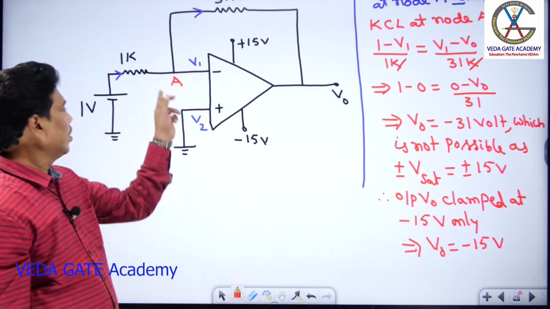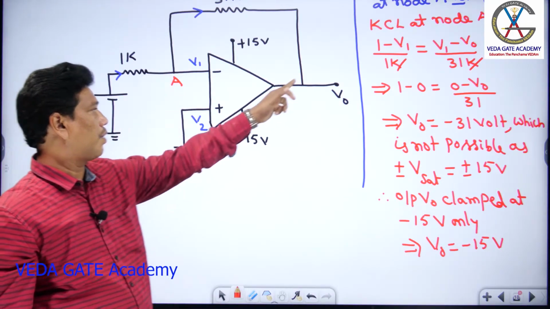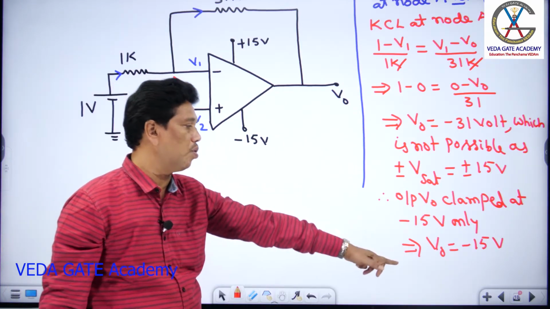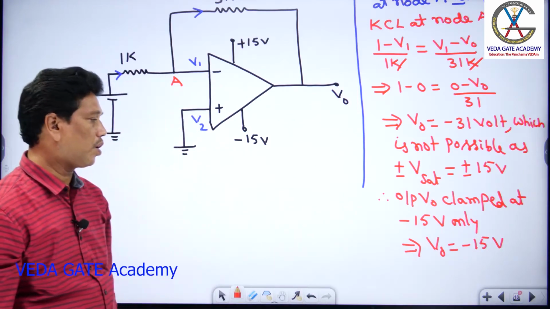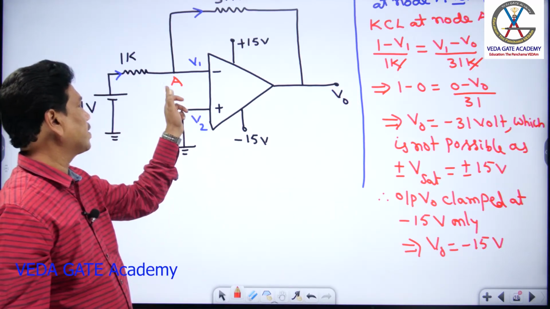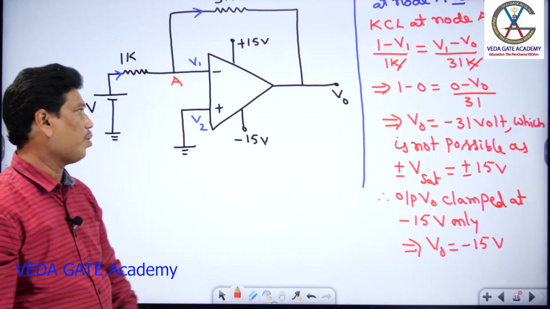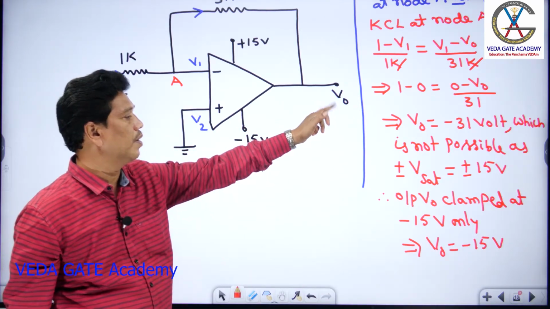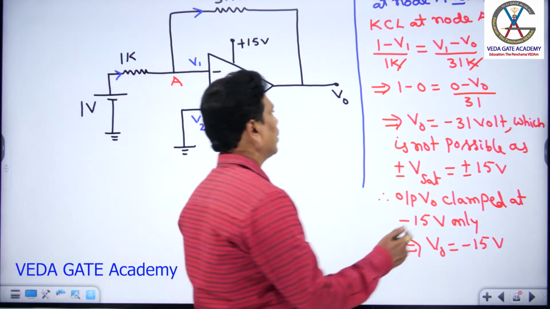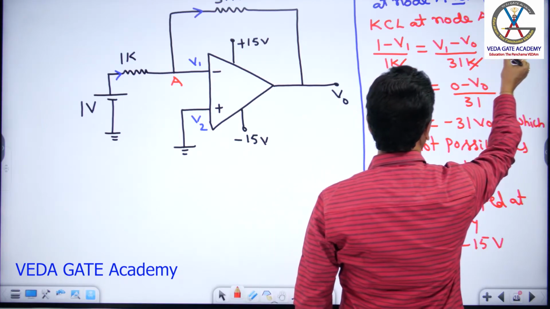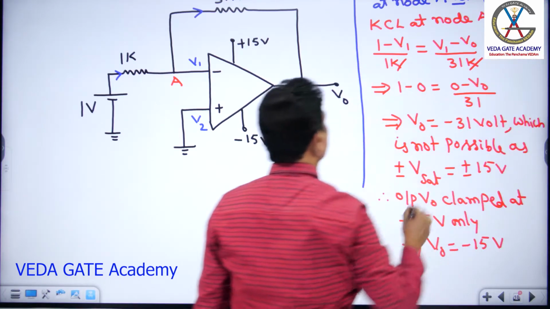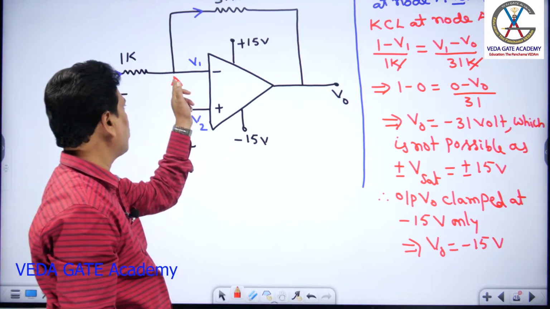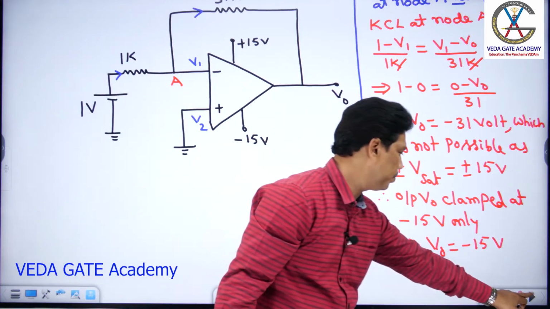Remember, if the voltage at node A is 0, at that time the output must be minus 31 volt. But the output is not minus 31 volt, it is just minus 15 volt. So the voltage at node A does not become 0. So again I consider the voltage at node A, taking V0 equal to minus 15 volt, using equation 1. There I substitute V0 equal to minus 15 volt to get the voltage at node A, right? Check that.